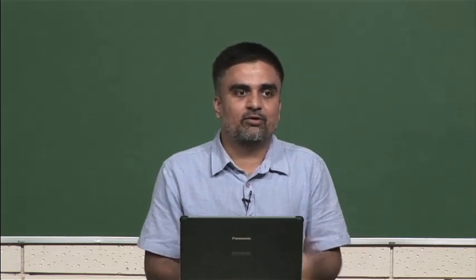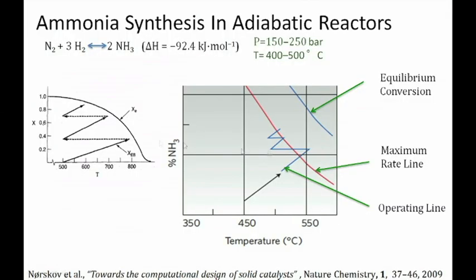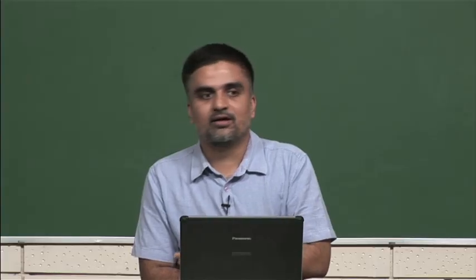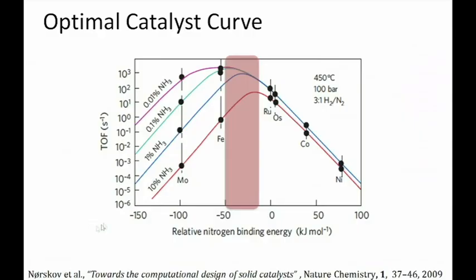Okay. So, how do you ensure that, and further, you want to achieve maximum rates, you want to achieve maximum conversions, and you also want to ensure that your catalyst is performing in the best optimal way. So, here we come back to our Sabatier plots. These plots can now be plotted with different conversions. So, these are different conversions: 10% ammonia synthesis versus 1%, 0.1%, 0.01%, and they can also be plotted at different pressure and temperature conditions.